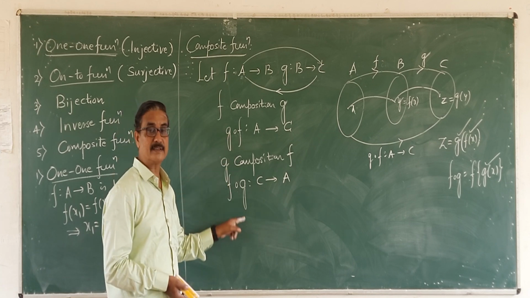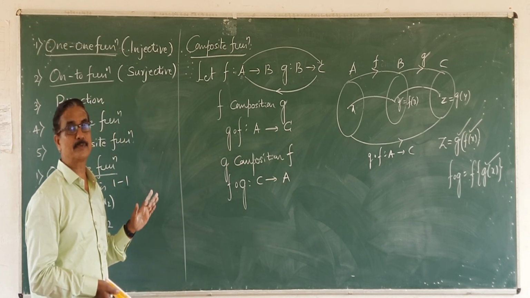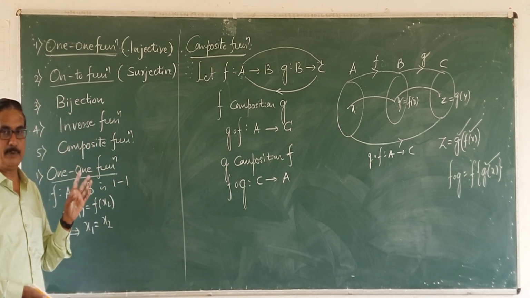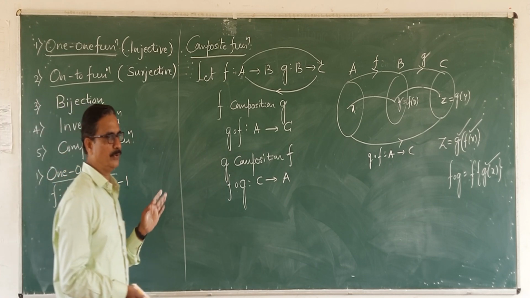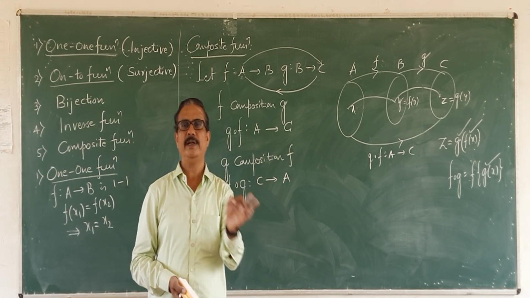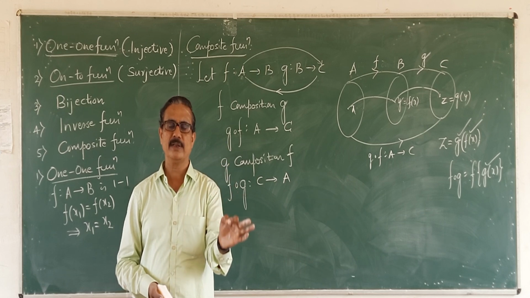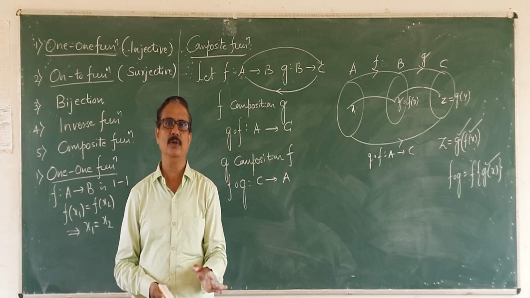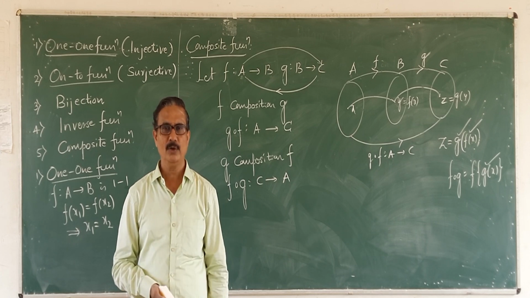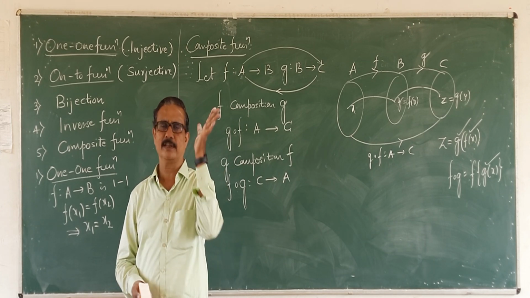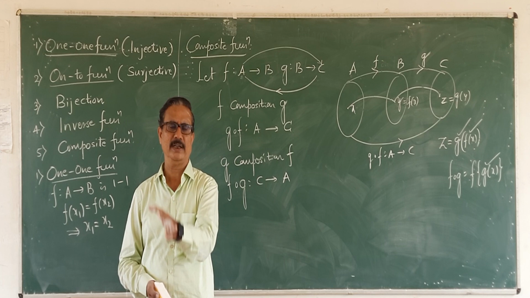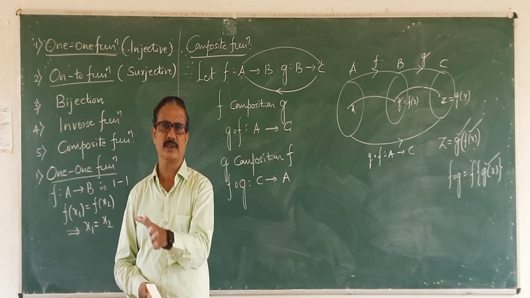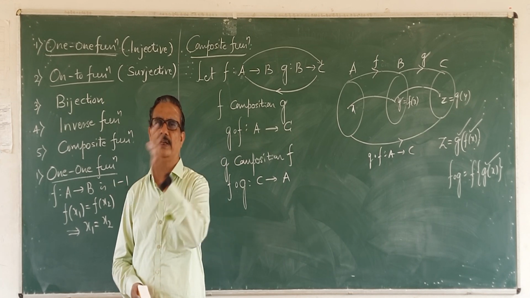Okay, so these are the 5 important types of functions. Namely, one-one function: one element must have one image. If image of x1 is equal to image of x2 implies x1 is equal to x2, then the function F is said to be one-one function. One element must have one image, one made for each other. One element will have one image.